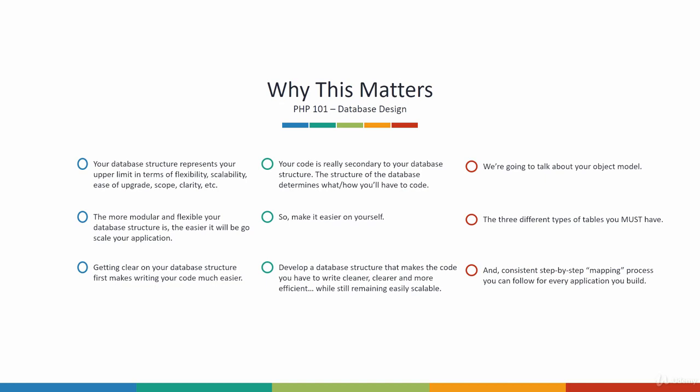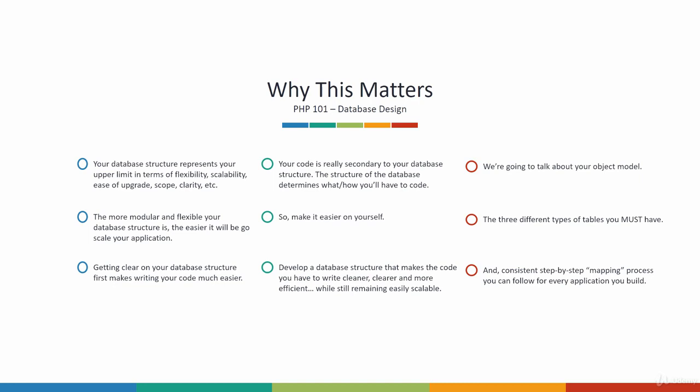We're going to talk about the 3 different types of tables that you must have, and we're going to talk about your data model. And really what I want you to get from this whole thing is a consistent step-by-step mapping process that you can follow for every application that you build. So you can go through this exact same process for every single application that you build.